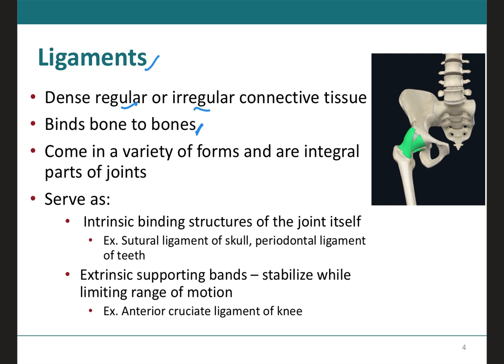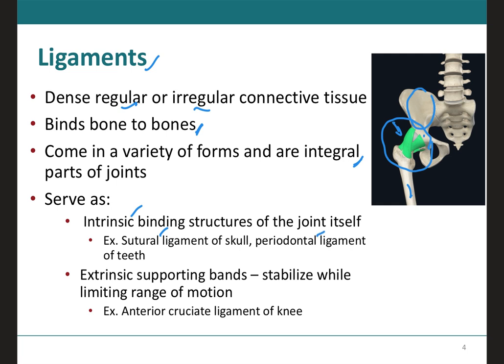As you can imagine, they will come in a variety of forms and they are going to be an integral part of the joint. On this image, we can see right over here, highlighted in green, an example of ligaments that are holding the femur together with the coxal bone at the hip joint. Now, ligaments can serve as either an intrinsic binding structure within the joint itself, such as, for example, the sutural ligaments of the skull or even the periodontal ligaments of the teeth.